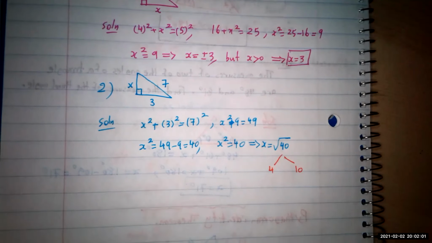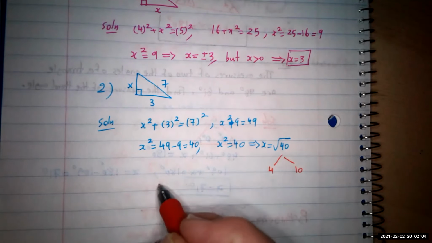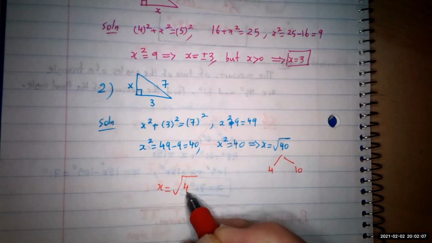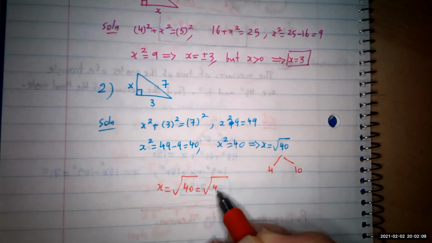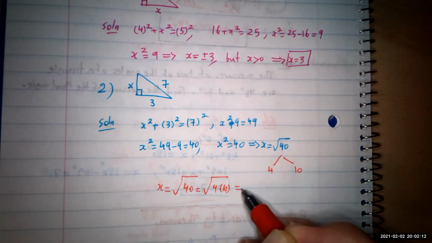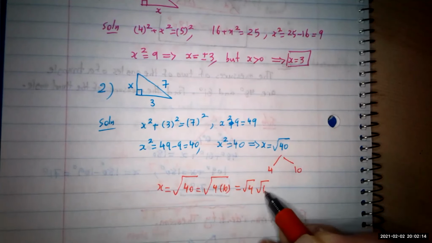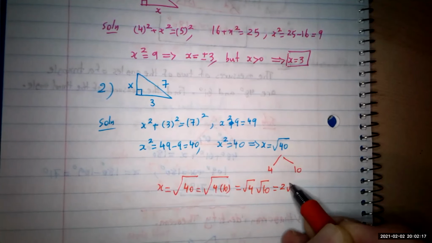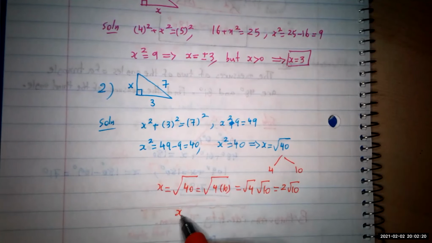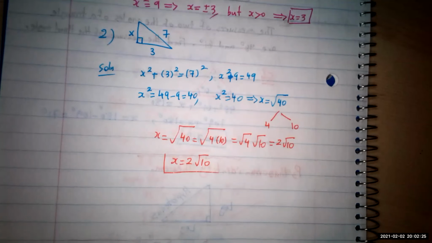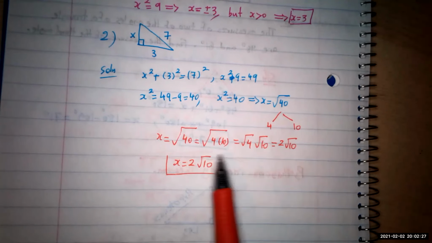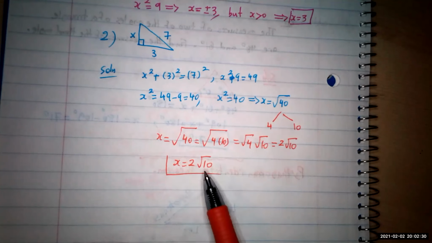Okay, 4 times 10. I'm just reminding you from algebra, radical 40 is going to be radical 4 times 10. So radical 4, it's just for information, radical 4, radical 10. So the result would be 2 radical 10. So x equals 2 radical 10. Any question? You don't have to explain these operations, but you have to write it down as x equals 2 radical 10 because they ask for the exact value, no calculator. Okay, any question?